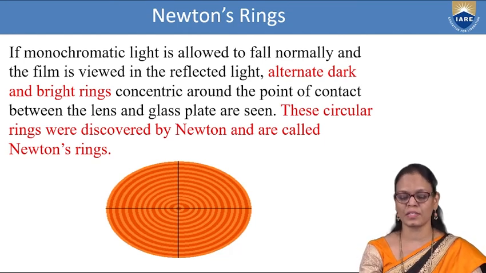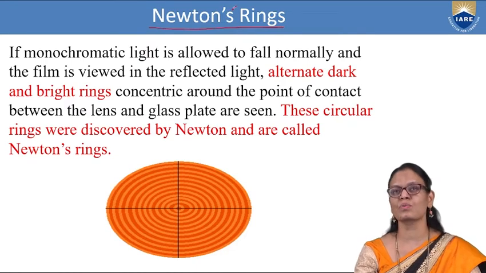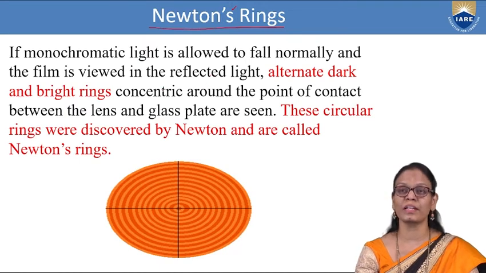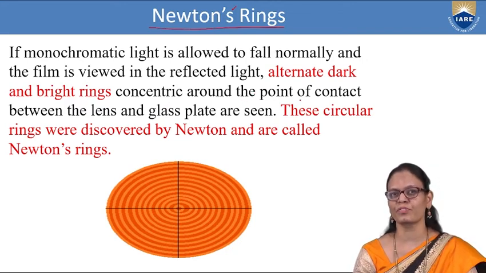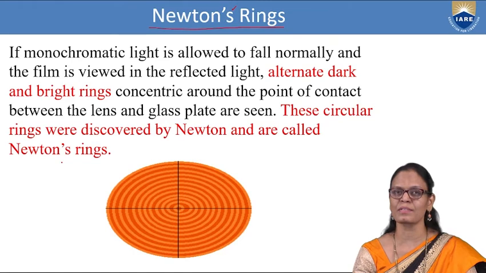Now explain Newton's rings, how Newton's rings are formed. Newton is the name of the scientist who observed these rings first. So they are named after Newton. So what we are seeing here is, if monochromatic light is allowed to fall normally on a film and is viewed in the reflected light, we see alternate bright and dark rings with the concentric circles around the point of contact between the lens and the glass plate. So these circular rings are discovered by Newton, and then we are calling them as Newton's rings.